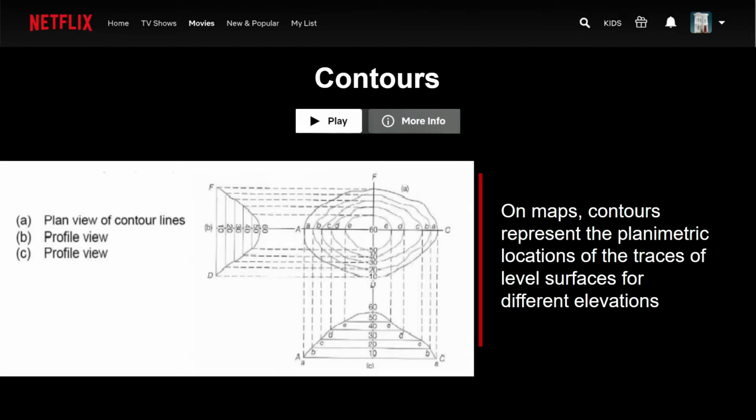On maps, contours represent the planimetric locations of the traces of level surfaces for different elevations. On the photo labeled small letter A, we have the plan view of contour lines. B, we have the profile view, and on B and C, we have the profile views. Next slide, please.